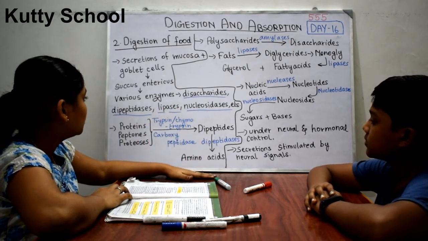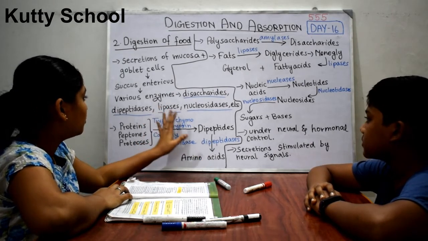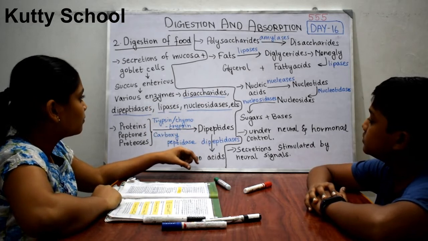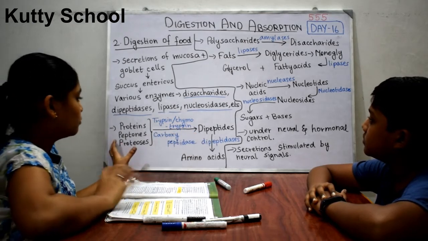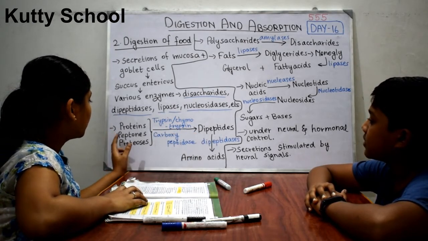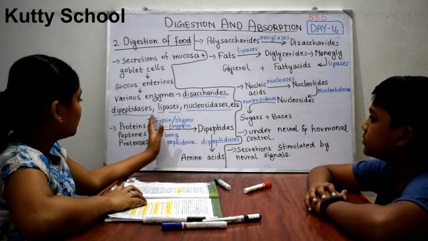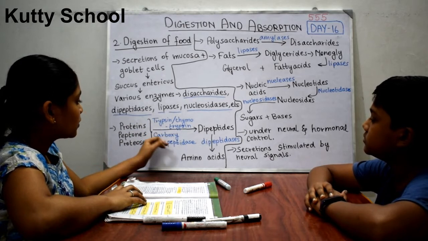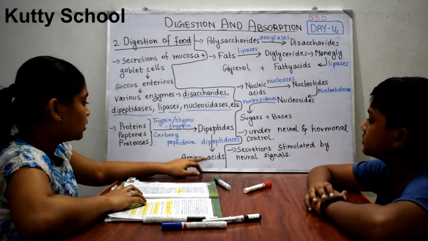Now what do these enzymes do altogether? Pancreatic juice and the intestinal juice together perform digestion of the food, breaking down substances. Proteins, peptones and proteoses, when they react with trypsin, chymotrypsin and procarboxypeptidases, form dipeptides. Dipeptides, when reacting with dipeptidases, form amino acids.